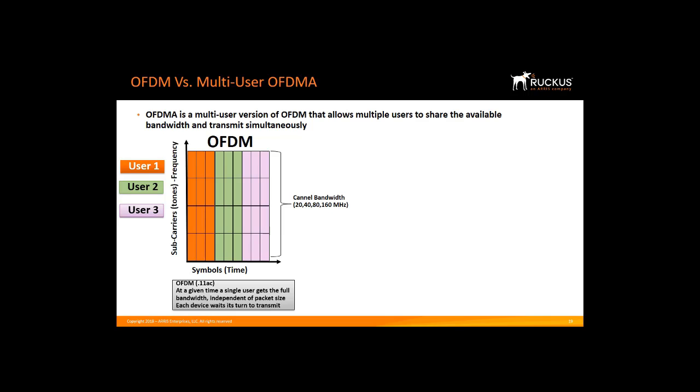Multiple users are separated in the time domain only. In our example, we have user 1, 2, and 3. User 1 is transmitted first using the entire bandwidth, followed by user 2 and then user 3.